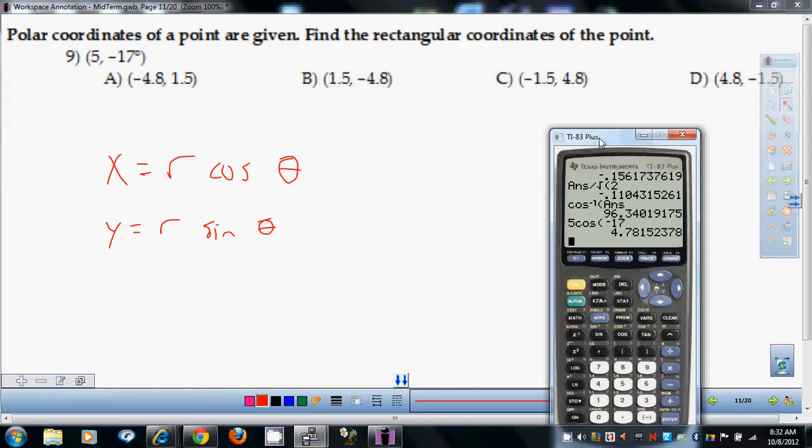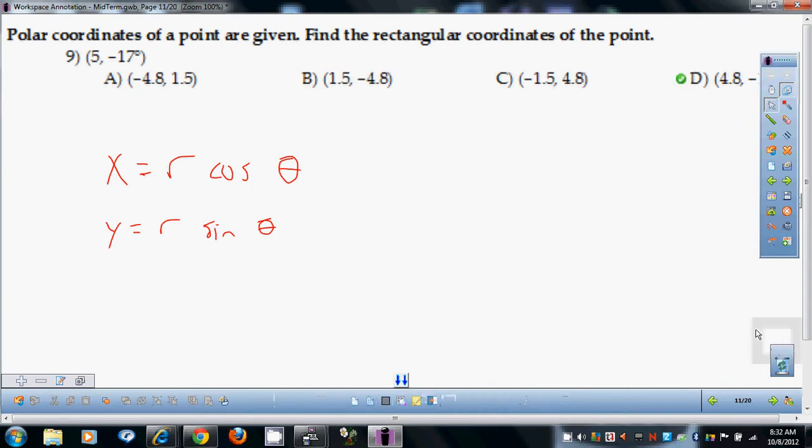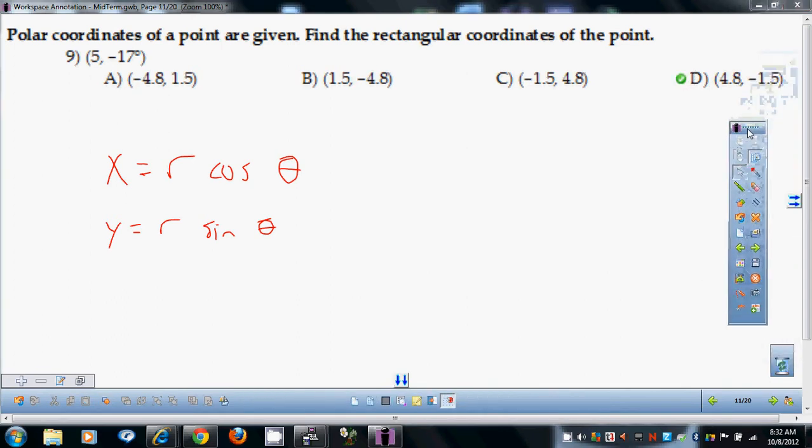Now, hold on. I don't remember which one it was. I want to say going the other direction. Yeah, never mind. It's when you go from rectangular to polar that you have to check the quadrants, but we should be good here. So, positive 4.8, which answer is it? D. Very good. Questions?